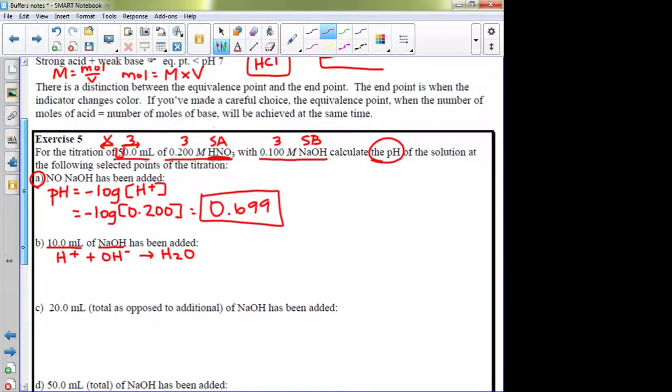So back to this. I started with 50 milliliters of 0.2 molar nitric acid. So how much H positive did I start with? 50 times 0.2 is what? 10. So I'm going to call this not 10 moles, because I kept that as what? Milliliters. So I'm going to call it millimoles.